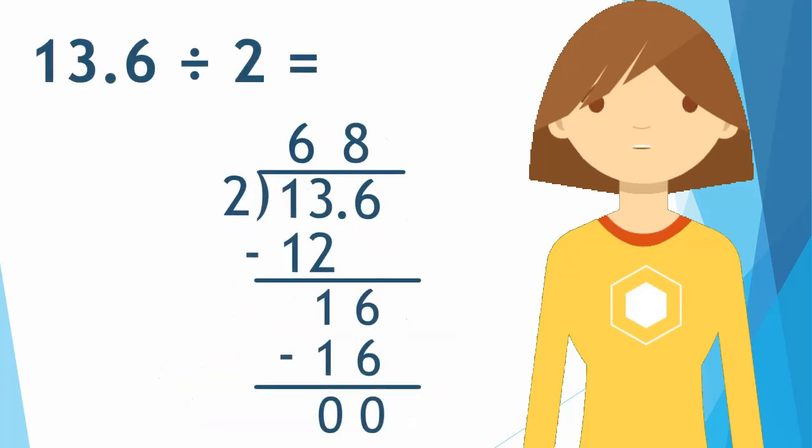Let's divide 13.6 by 2 to get 68. Since the dividend has one digit to the right of the decimal point, the quotient should also have one digit to the right of the decimal point. So the answer to our problem is 6.8.